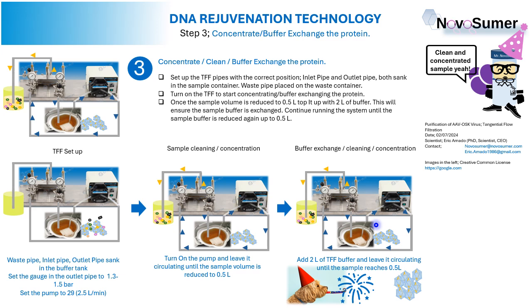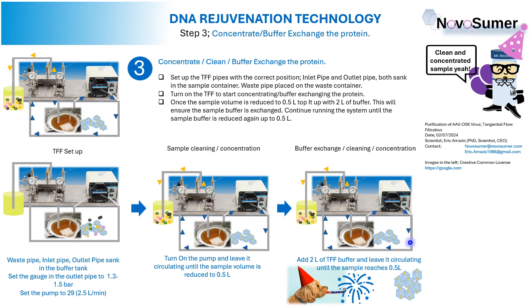So we are exchanging the buffer. Now we have more of the TFF than the buffer in which the EVOs was. Okay, so we add here 2 liters of buffer. So instead of having 0.5 liters of concentrated protein, now we will have 2.5 liters of protein. We continue circulating.